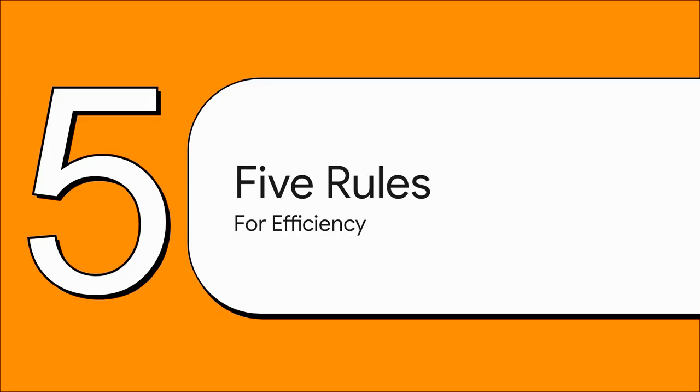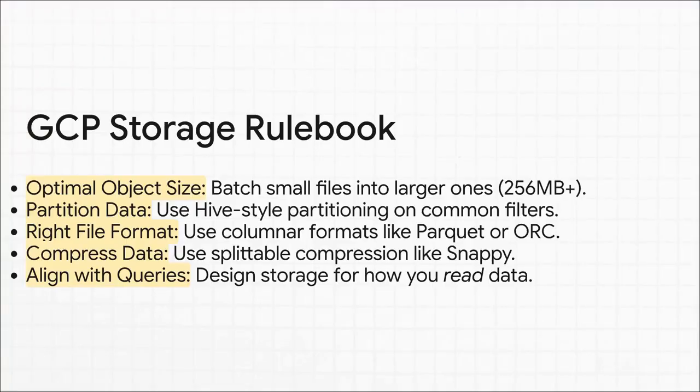Well, it really all boils down to just a few core principles. Let's go ahead and distill everything we've just talked about into 5 simple, actionable rules for building really efficient data pipelines. All right, let's walk through these. Rule number 1, stop writing tiny files, period. Batch them up into larger objects. Rule 2, partition your data. Build that smart folder structure based on how you actually filter your data most often.